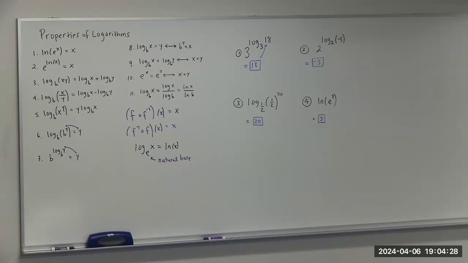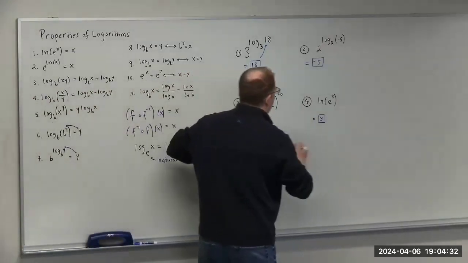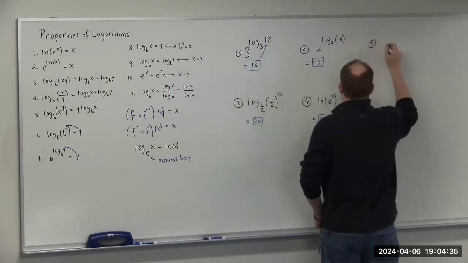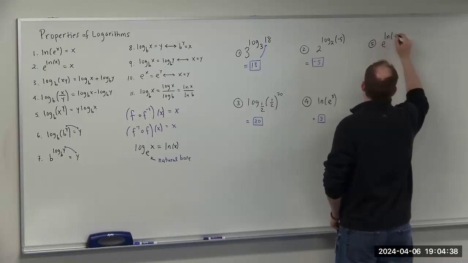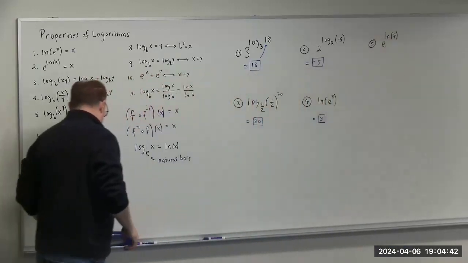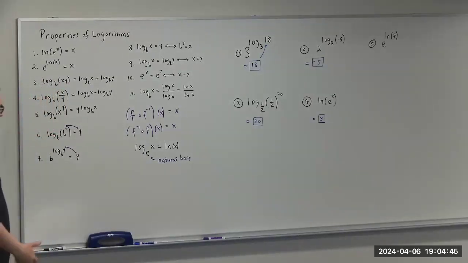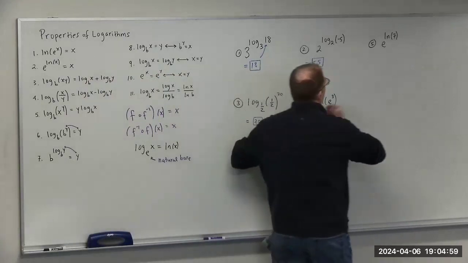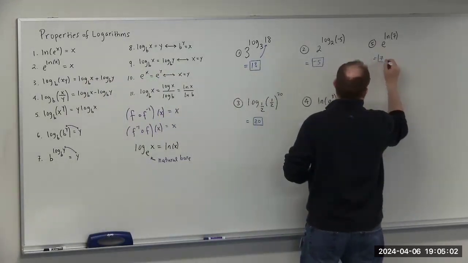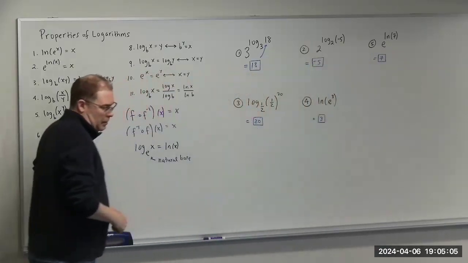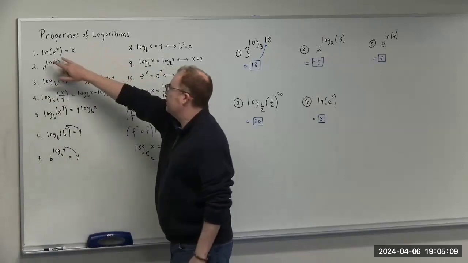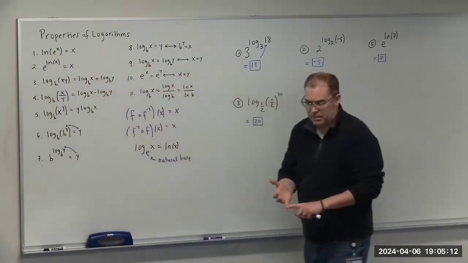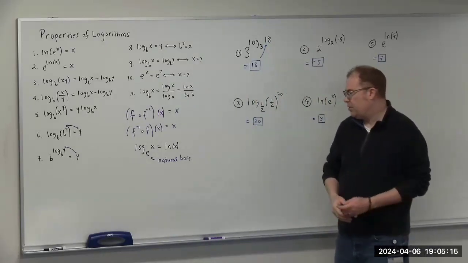All right, what if we had something like this? We'll do a fifth one here. We have e to the natural log 7. Well, it's the same idea, using number 2. e and natural log undo each other because they're inverses of each other. So this result is going to give us back 7. Again, remember, natural log x and e to the x are inverse functions of each other.